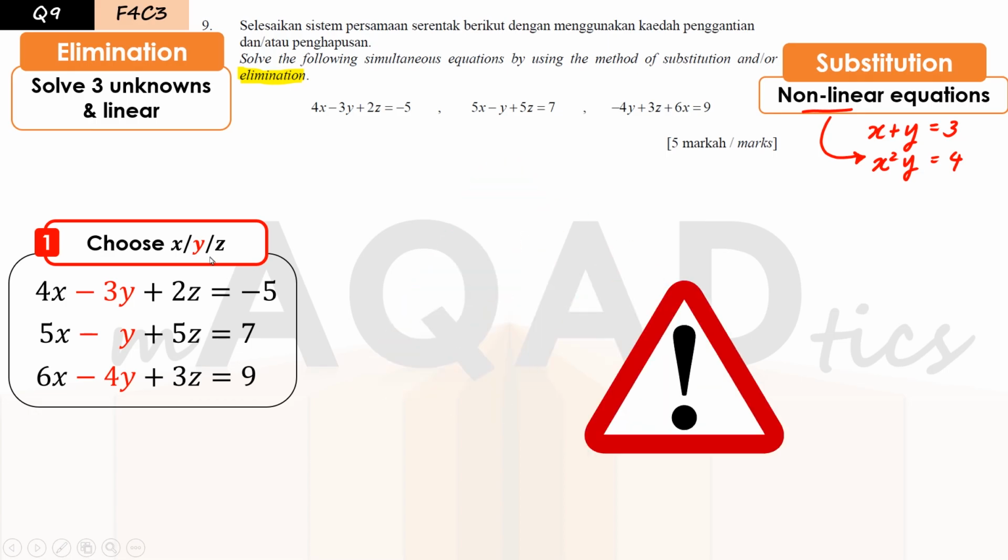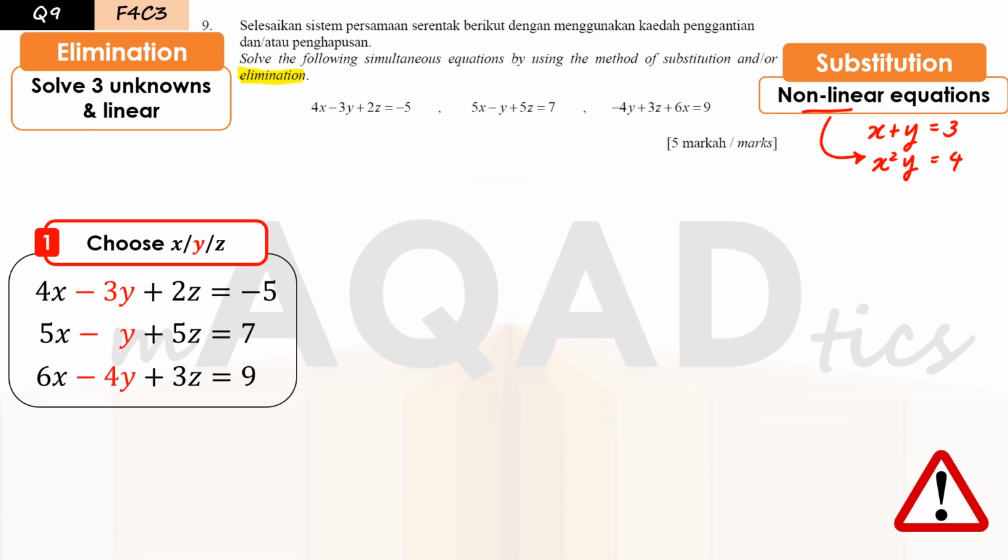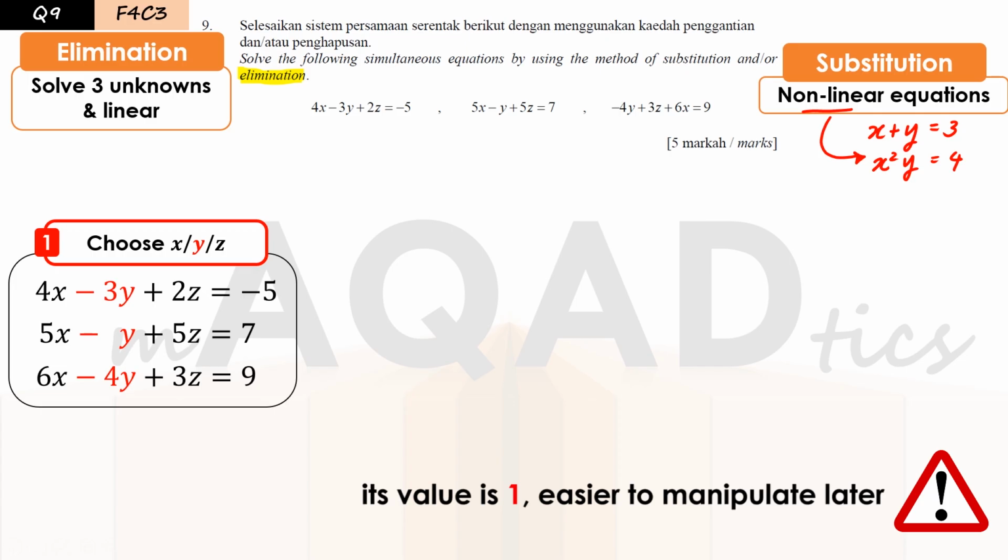Okay, but why is it the unknown y? Because if you look at all of the values here, only this value has the value of 1. That's why I choose y. The reason is because later in step 2, when we are manipulating these equations, we just need to manipulate one of them, and then we can easily eliminate the unknown already. Okay, so let me show you.